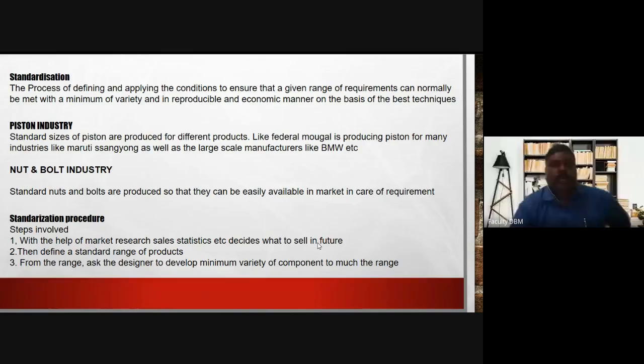If you are going to use them in the long run, it will be very useful. So, the standardization procedure: how are we going to standardize materials or items?